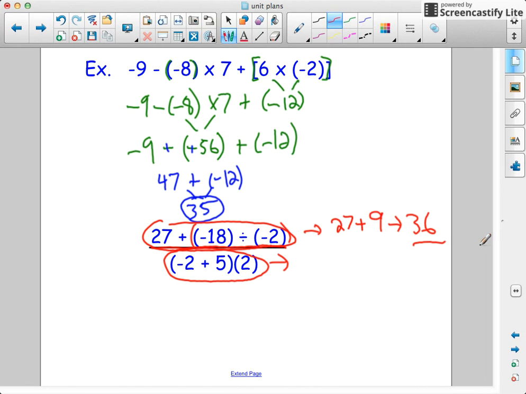On the bottom here, I do my brackets first. -2 plus 5 is positive 3 times 2. So that would give me 6. So finally, 36 divided by 6 equals 6.